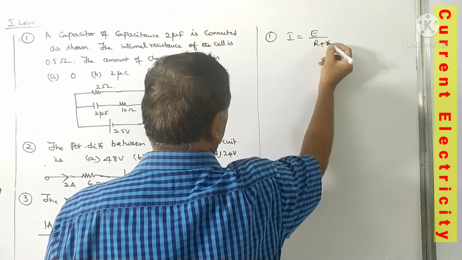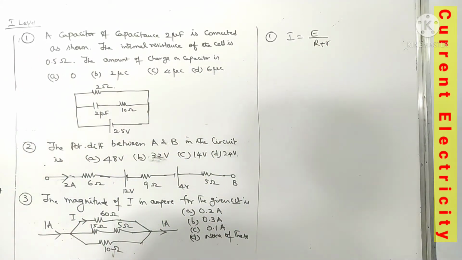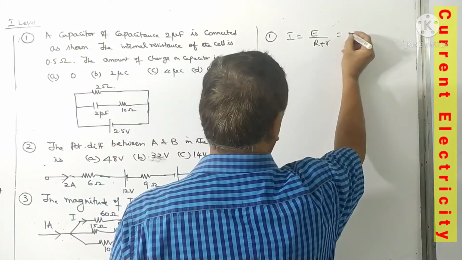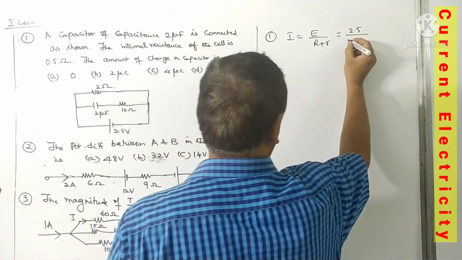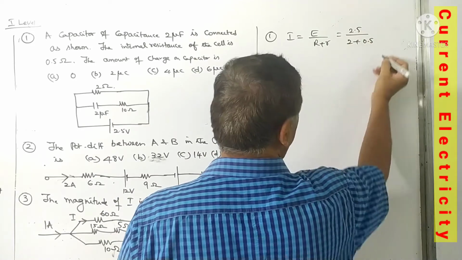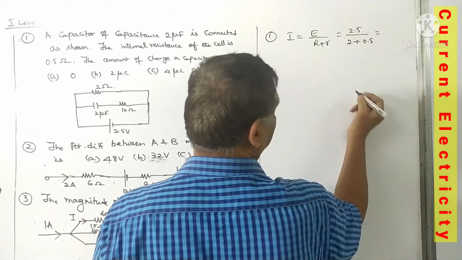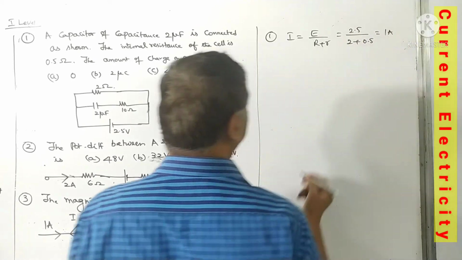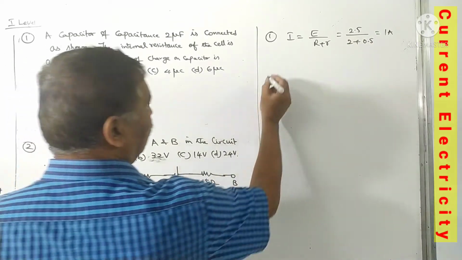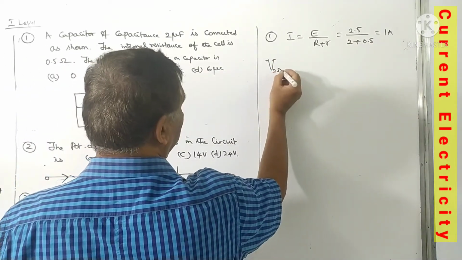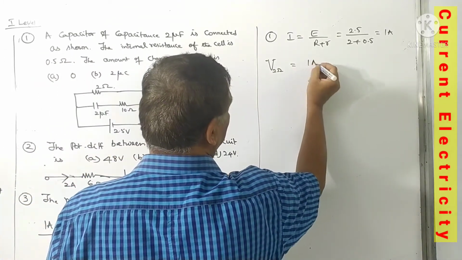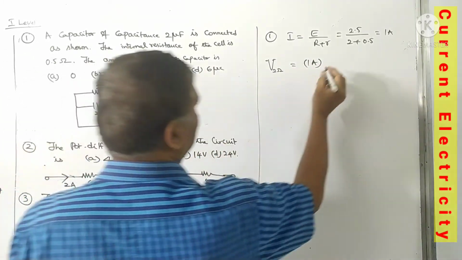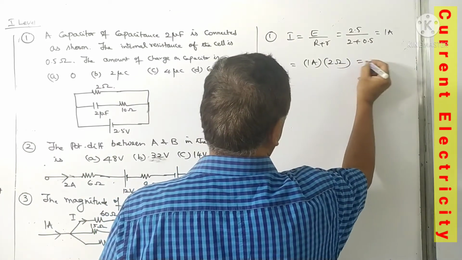Current is given by E by R plus r. EMF is given as 2.5. External resistance, only the 2 ohm, I take. Internal resistance is given as 0.5. This gives us 2.5 by 2.5, which is 1 ampere current. Now find the potential difference across the 2 ohm. Potential difference V is nothing but current 1 ampere into resistance 2 ohm. This gives us 2 volt.